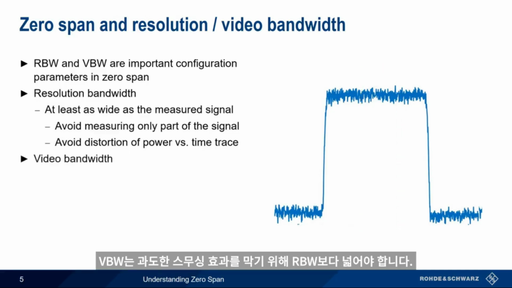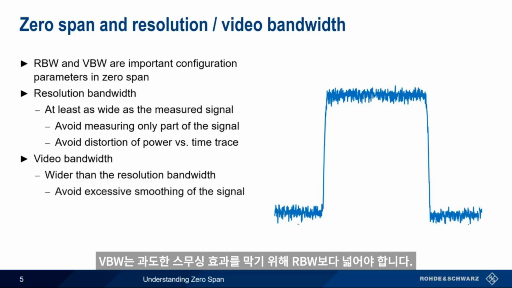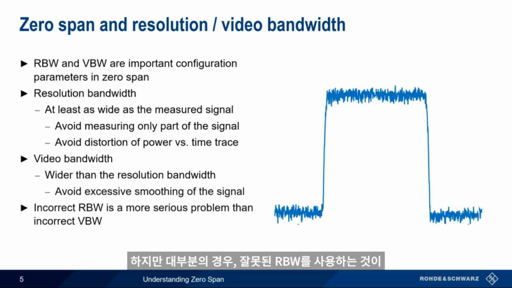When it comes to video bandwidth, a good rule of thumb is that video bandwidth should be wider than the resolution bandwidth, since this helps to avoid excessive smoothing of the signal. Note, however, that in most cases, having an incorrect resolution bandwidth is a much more serious problem than having an incorrect video bandwidth.